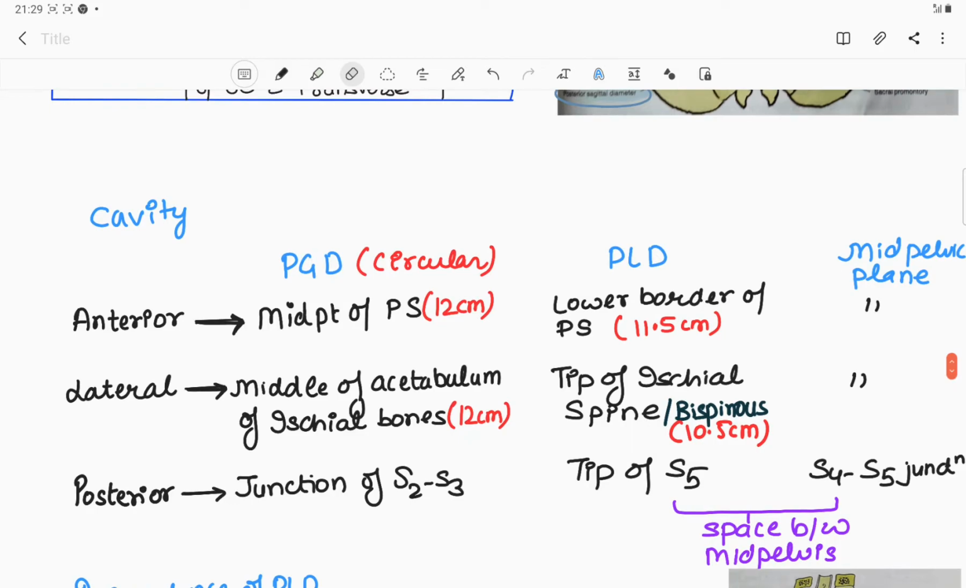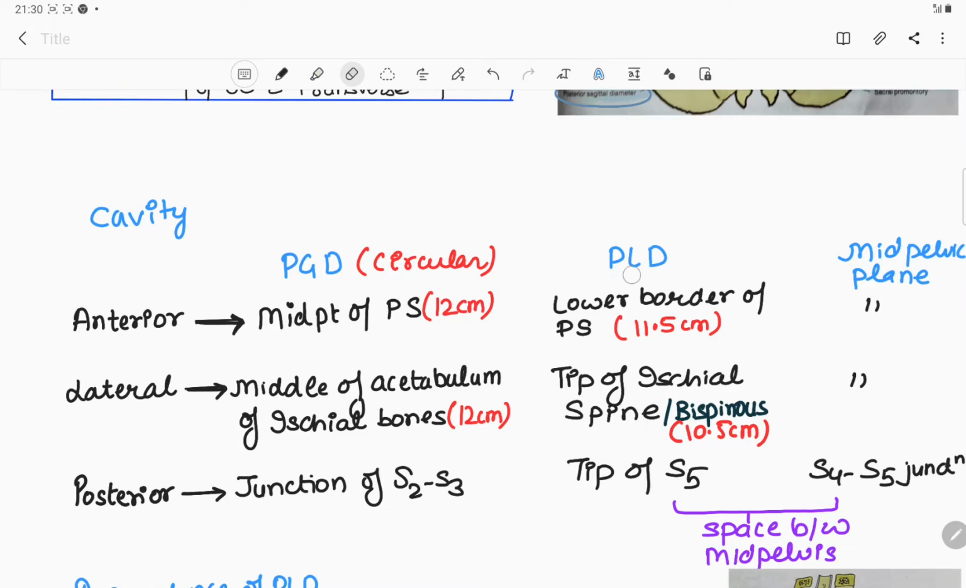Let's discuss the cavity. First, the plane of greatest pelvic dimension, which is circular in shape. It is bounded anteriorly by the midpoint of the pubic symphysis, laterally by the middle of the acetabulum and ischial bones, posteriorly by the junction of S2 and S3 vertebrae. As it is circular in shape, therefore the AP, transverse and oblique diameters of the greatest pelvic dimension are 12 centimeters.